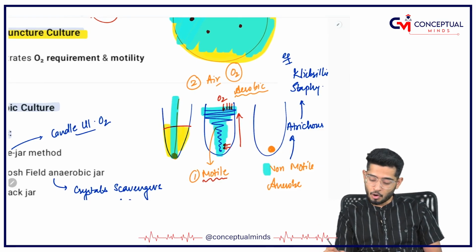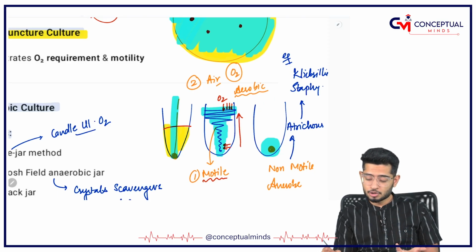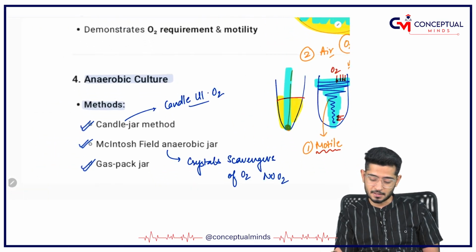Whereas some non-motile anaerobes are there who want to grow here. They don't want to go here. I mean, they can't grow. So they are non-motile and they are anaerobes also. Okay. Non-motile examples, Klebsiella and Staphylococcus, we have already discussed, not discussing again.